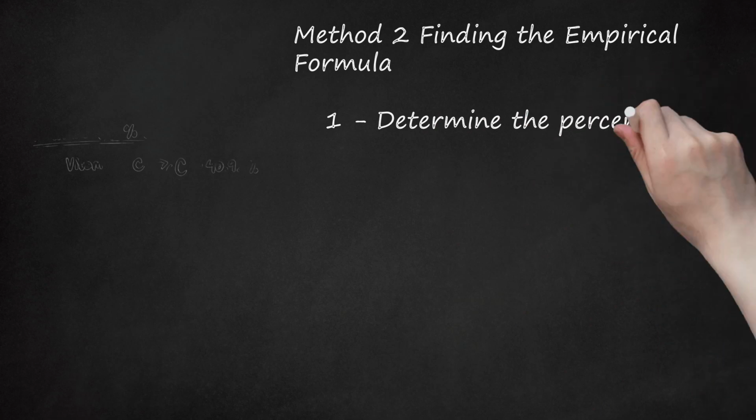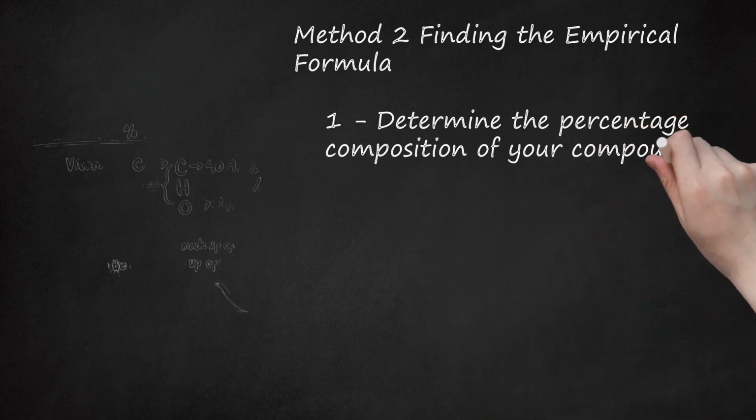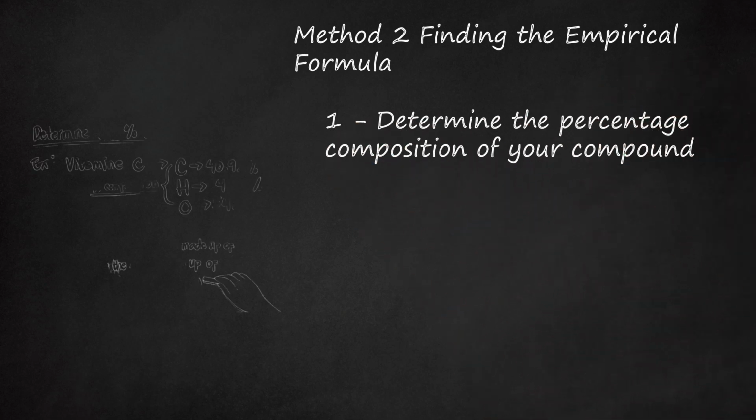Method 2: Finding the empirical formula. 1. Determine the percentage composition of your compound. If you are trying to find the empirical formula for a homework assignment, you will most likely be given the percentage composition. You just need to know where to look.